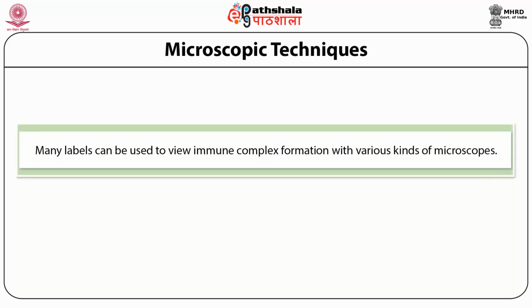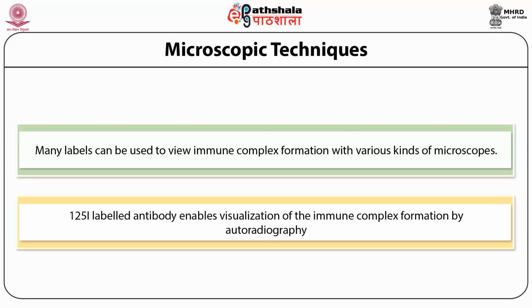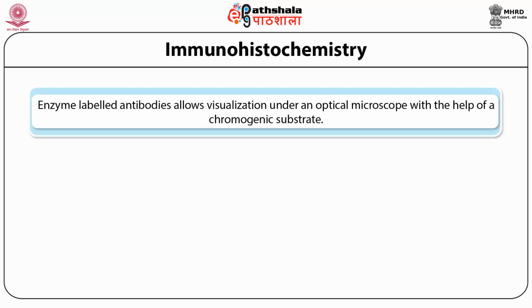Many labels can be used to view immune complex formation with various kinds of microscopes. 125 iodine labeled antibody enables visualization of the immune complex formation by autoradiography. Enzyme labeled antibodies allow visualization under an optical microscope with the help of a chromogenic substrate. Such techniques belong to the area of immunohistochemistry.